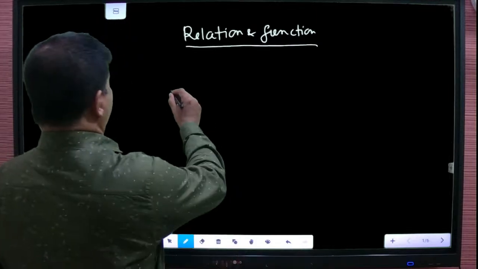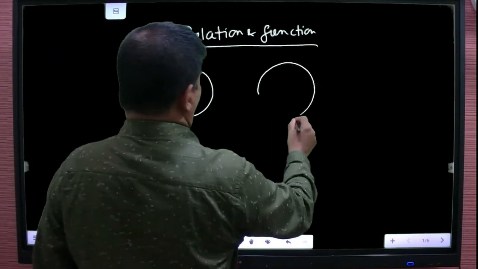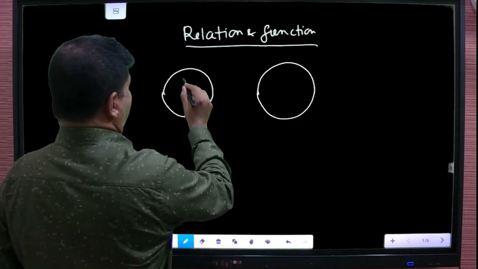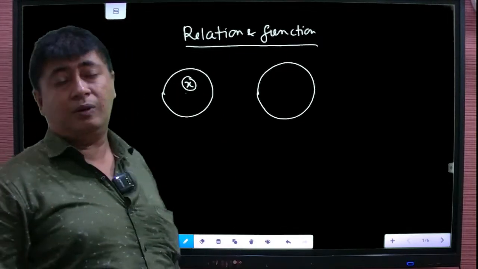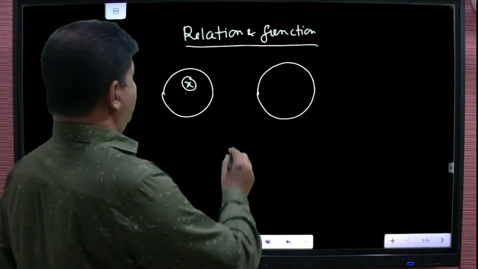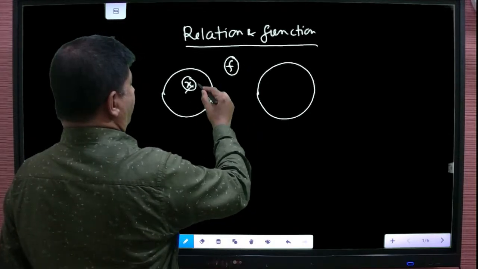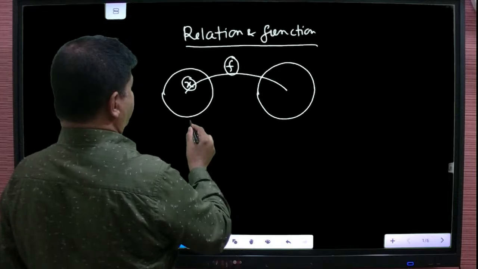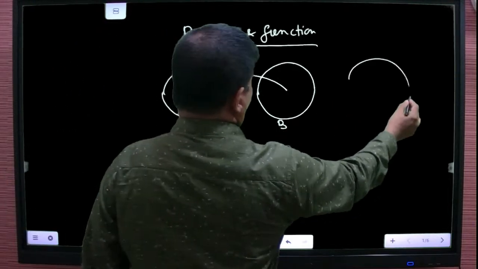Suppose there are three sets. This set is called the domain. This happened last day. What is the role of function f? It maps x to this set. Say this is A, this is B, and this is C.